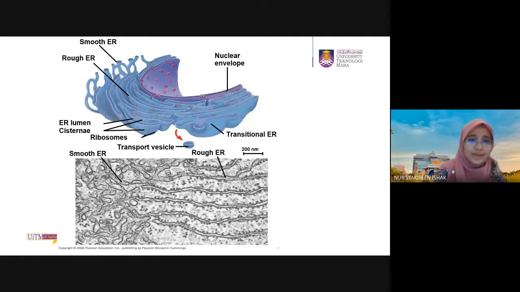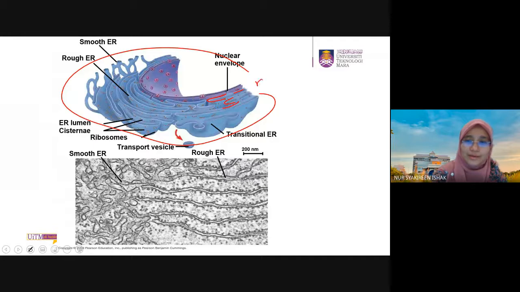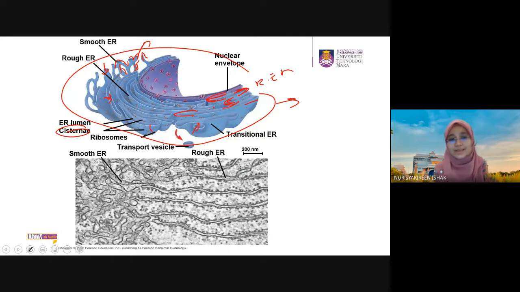Okay. So as you can see, ini kita jumpa dah kan. So yang ini flattened sac. Ini kita menamakan dia sebagai flattened sac, untuk rough ER. So all these are cisternae. Kalau untuk smooth ER, membranous tubule. Bentuk dia macam tube. So ini adalah membranous tubule. So all these membranous tubules and flattened sacs, we call it as cisternae. The space within the cisternae of smooth or rough, the space within this structure, we call it as the cisternal space.